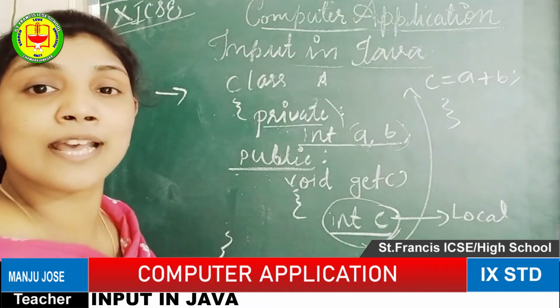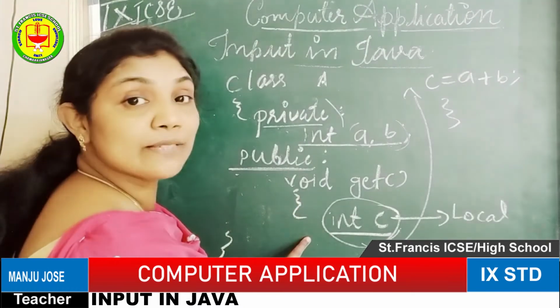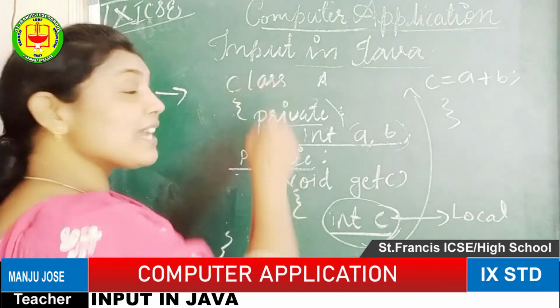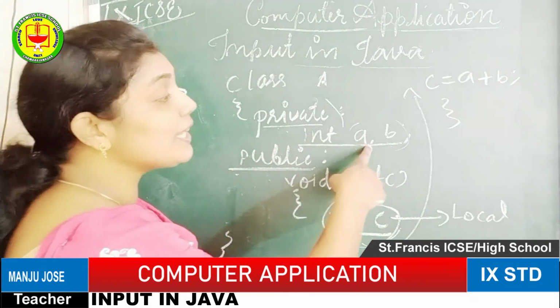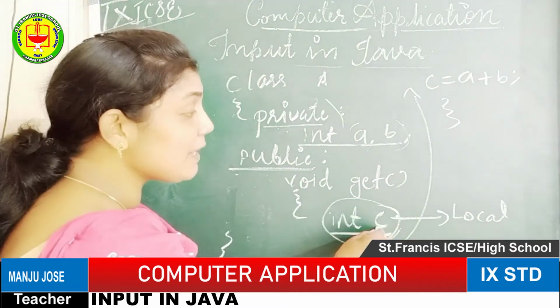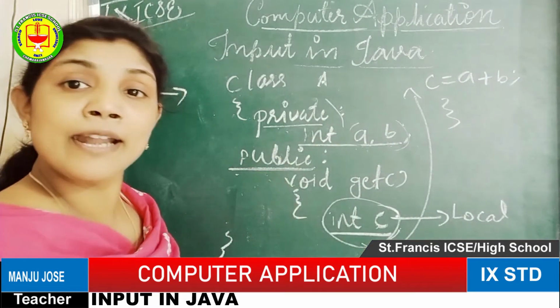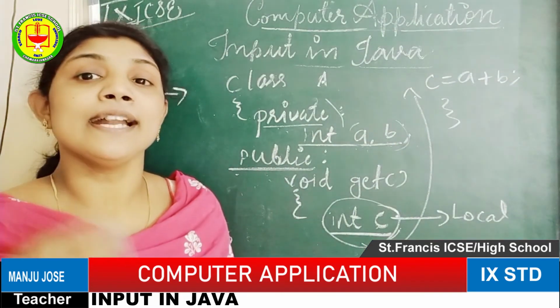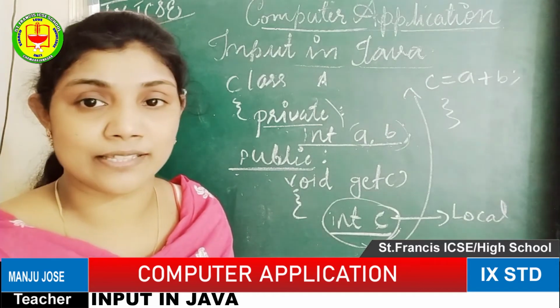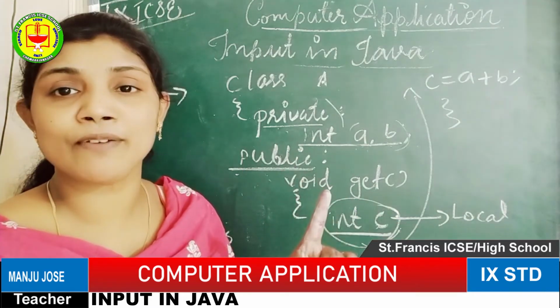Why is it called a local variable? Because C can be used only inside this function. The entire class cannot use it; in the entire class, only A and B can be used. C belongs only to this get function. So we can declare more than one member function inside a class, and this get function is one member function of the class.